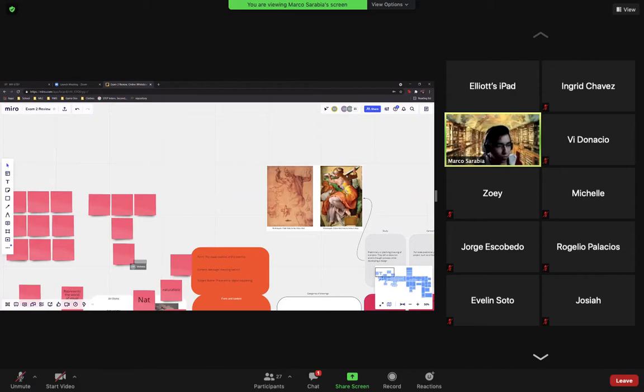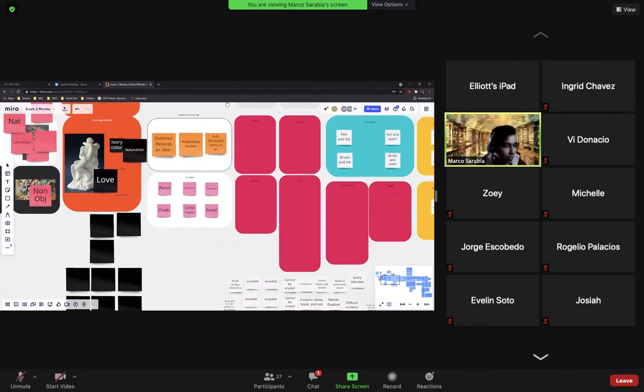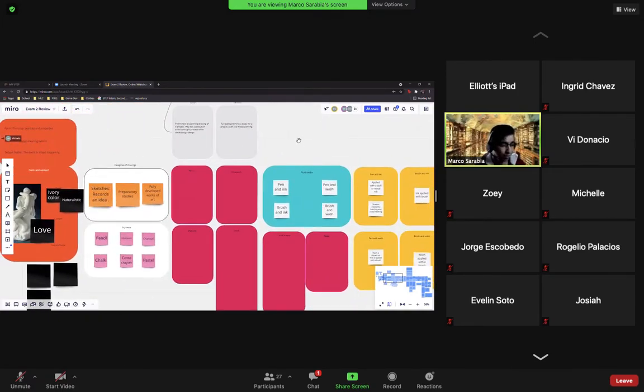If not, then we can keep going. Now let's go ahead to the next one. So the next one, we're gonna talk about 2D media. And the first one that we're gonna talk about is dry media. So that's gonna be pencil, silver point, charcoal, chalk, Conte crayon, and pastel.